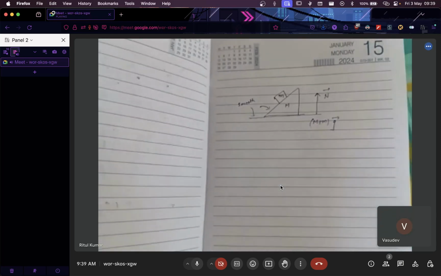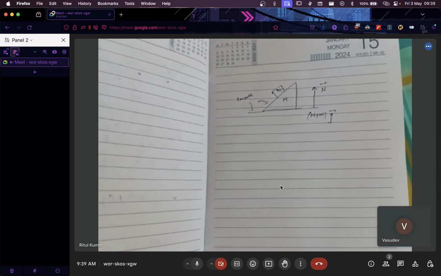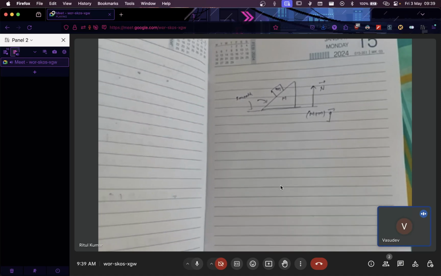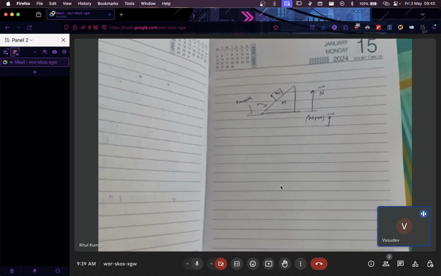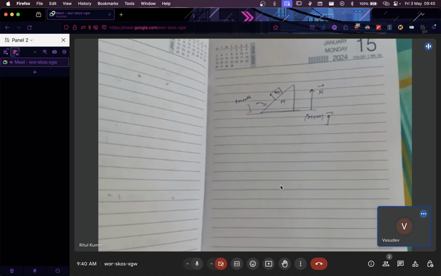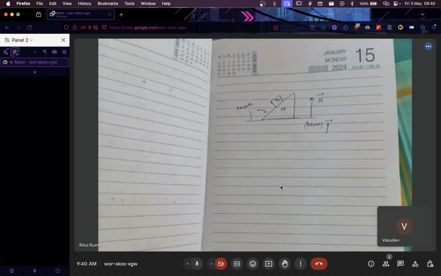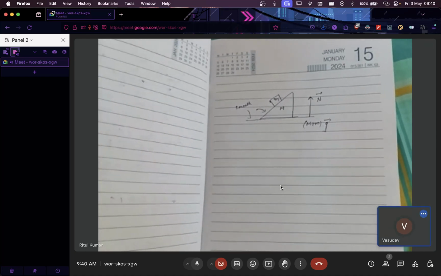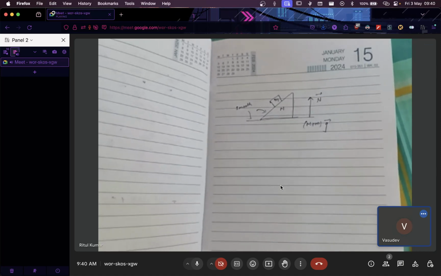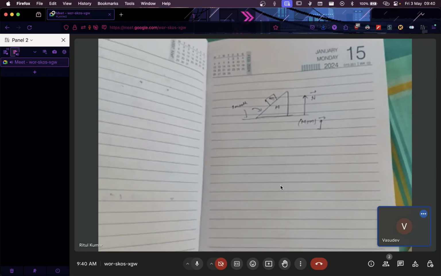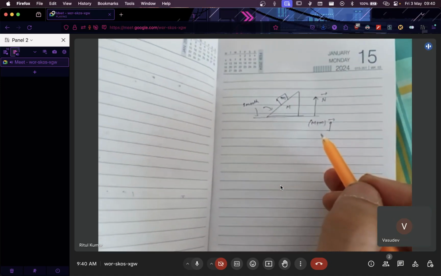Well, initially normal is going to be less than M plus m times g, because the center of mass of the system will accelerate downwards as the smaller block slides on the bigger block and comes downwards. But after a certain point, it will become equal to mg. That's when, after the small block has reached the ground and both the blocks are moving in opposite directions, normal will be equal to M plus m times g. So till then, normal will be less than M plus m into g, right?